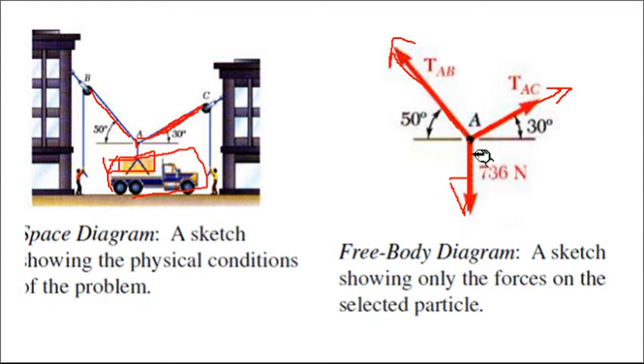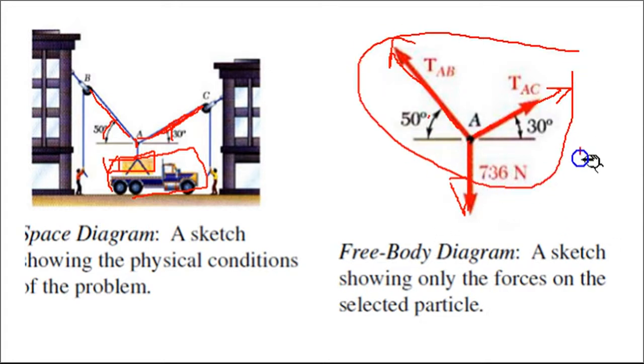Means TAC, TAB and weight, these are the three forces, and the angles made by these cables are given here, 50 degrees, 30 degrees. Now this particular form is solvable. We can solve it by resolution or by using Lami's theorem. Okay, so this is called the free body diagram.